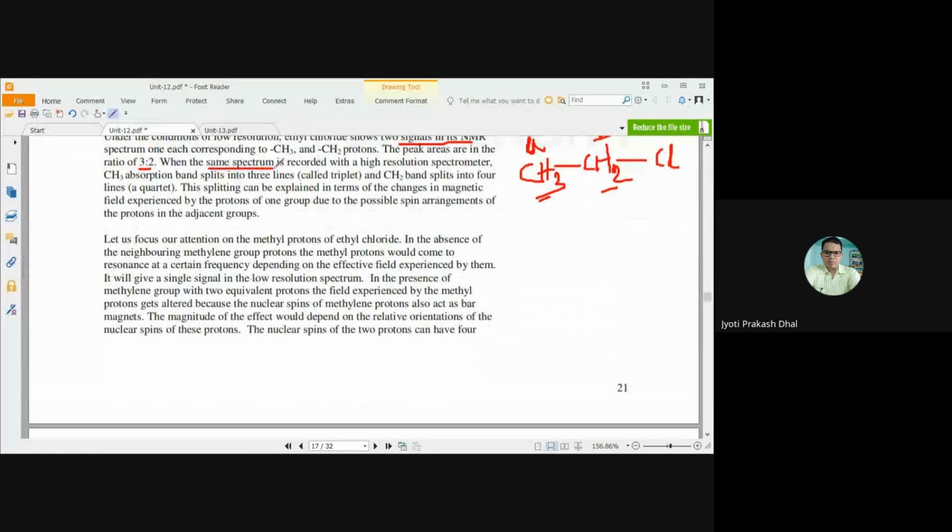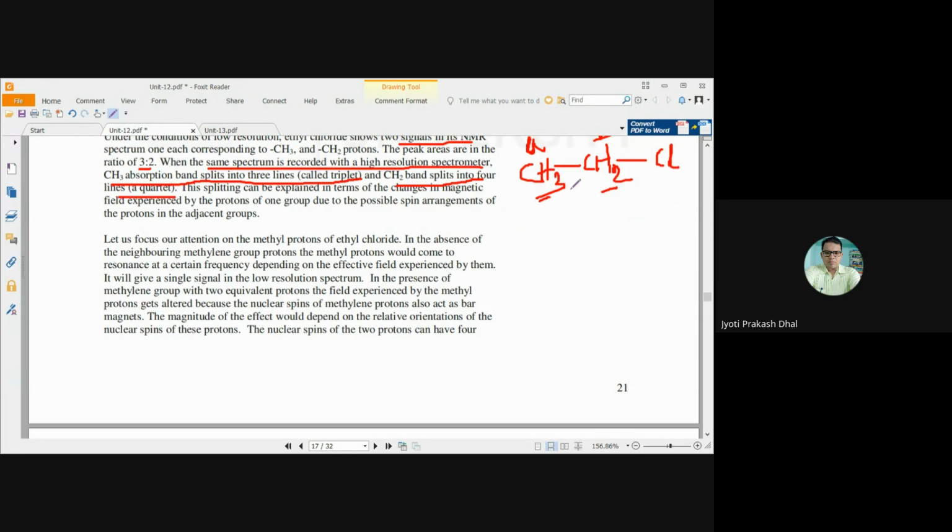When the same spectrum is recorded at a high resolution spectrophotometer, the CH3 absorption band splits into 3 lines, that is called a triplet, and the CH2 band splits into 4 lines, that is called a quartet.